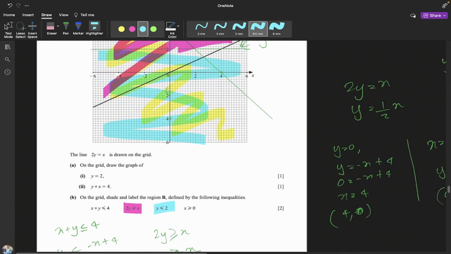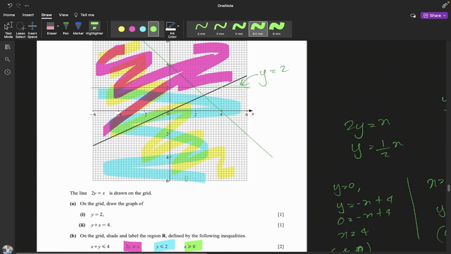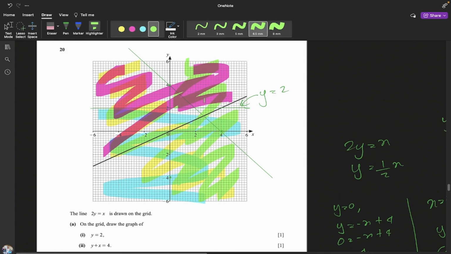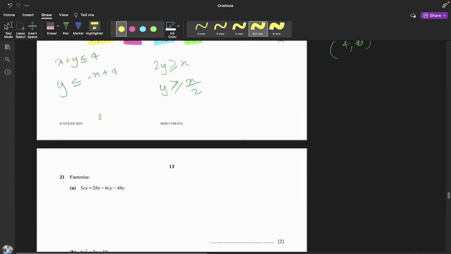Okay, next one. x is greater than 0. So it should be, the green is getting mixed, so it should be like this region. It should be this region. Okay, so if you do that, then that's it for the question.